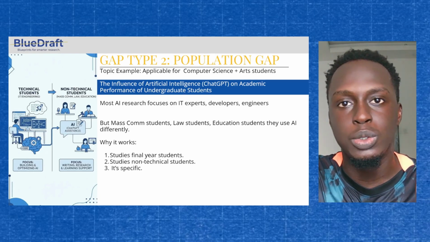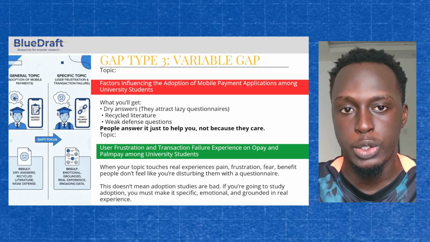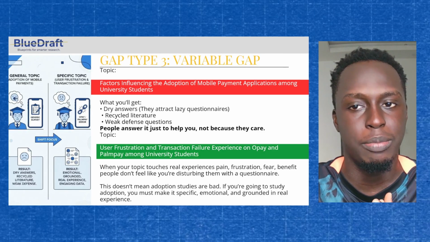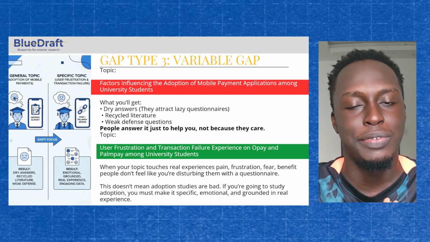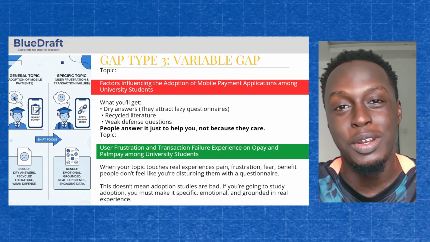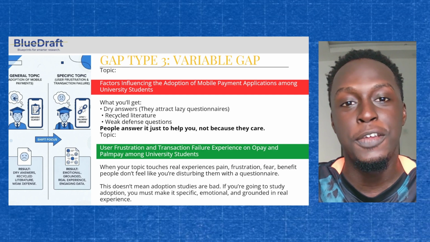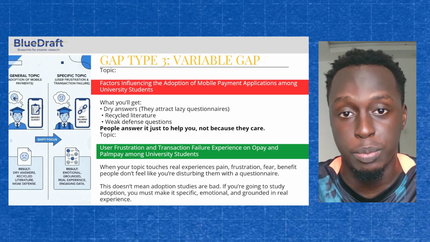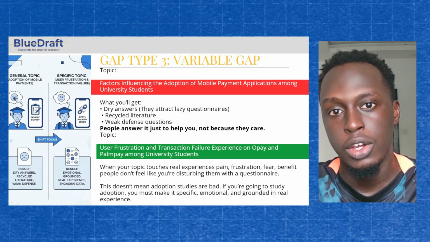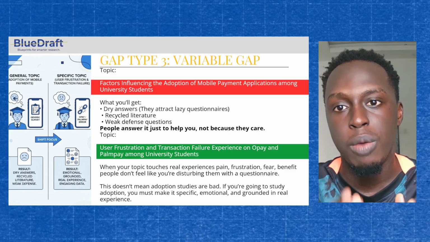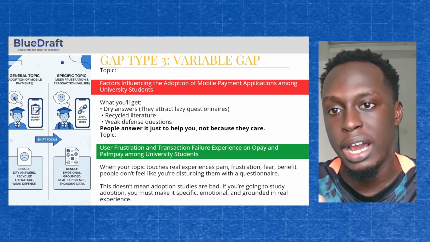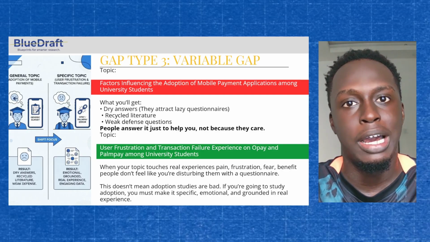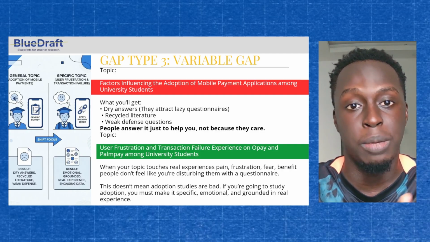So let's move on to gap type 3. Let's use this topic: factors influencing the adoption of mobile payment applications among university students. It's even boring for me to read. I'm not saying this is a bad topic. The idea is to understand how people use mobile apps, for example OPay, EcoBank, and all those, among university students.